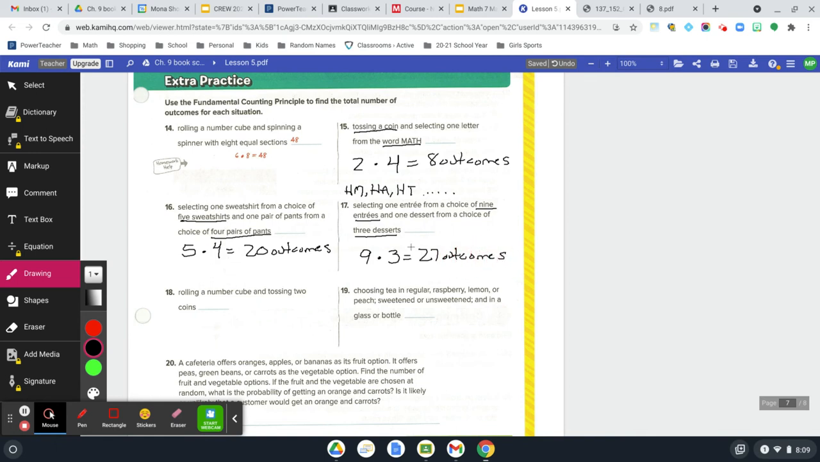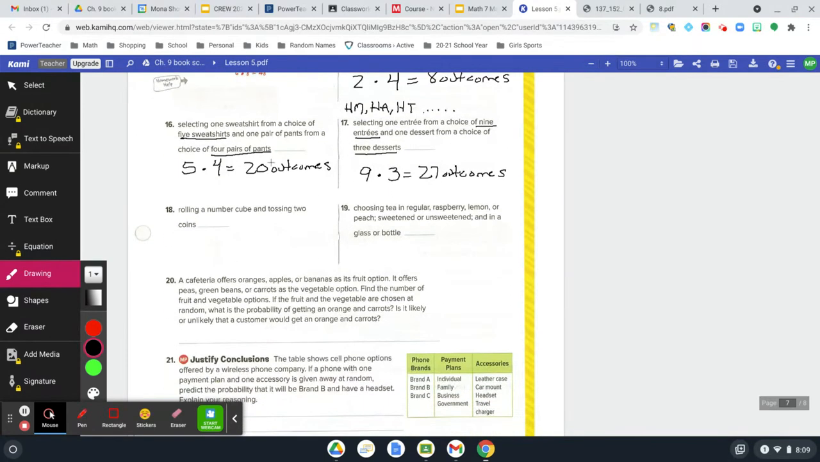So in the last 2 problems, 16 and 17, it's not giving you specifics, right? It's not telling you specifically what the 5 sweatshirts look like or the 4 pairs of pants look like. Or like in number 17, it doesn't tell you what the 9 entrees are or the 3 desserts. The specifics are not in the question. So as far as drawing a tree diagram, for 16 and 17, it wouldn't make sense to do that. You just don't have enough information to create that tree diagram. And so on those 2, the counting principle makes more sense.